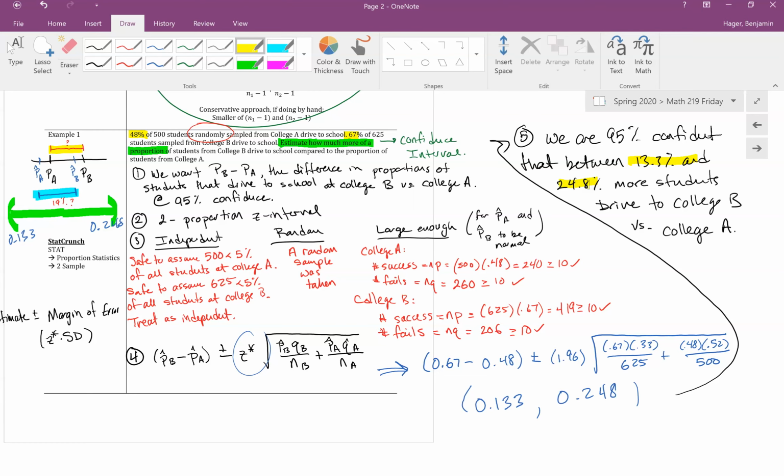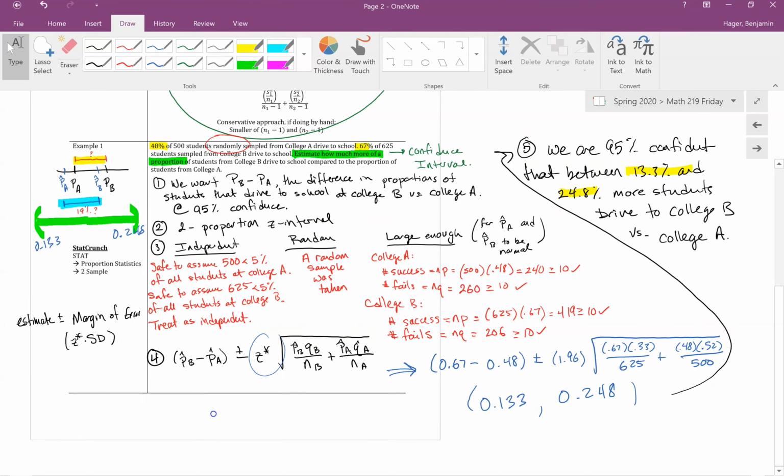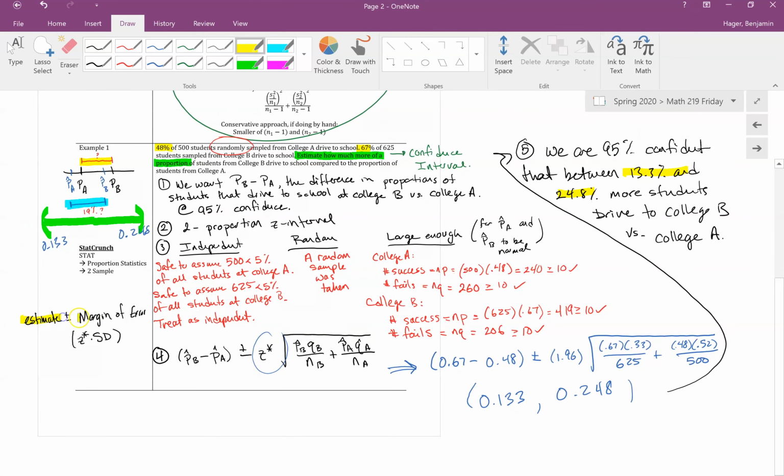So I hope you see that the process was identical to what we did in Chapter 8. Some of the steps just got twice as long because now we have 2 groups as opposed to 1. My confidence interval still has the same format, estimate plus or minus margin of error. It's just that my estimate is the difference between 2 proportions, and the formula got twice as ugly because I have twice as many things in there. But plug and chug. Let me show you this on StatCrunch real quick.